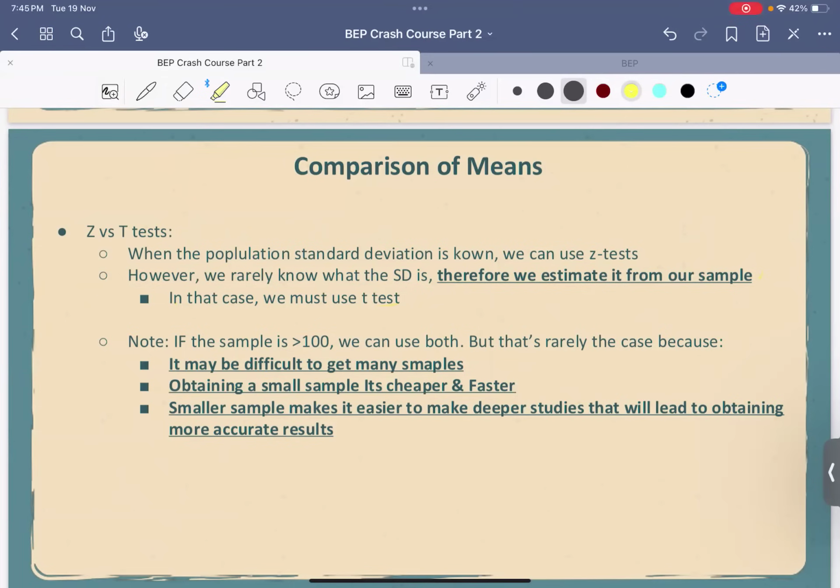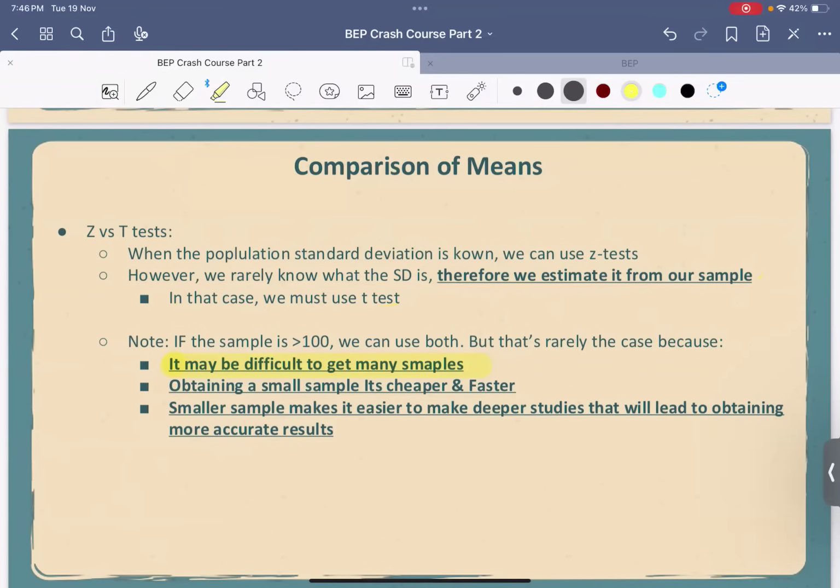First of all, it may be difficult to get this many samples. It may be difficult to get 100 patients with a certain disease. It may be difficult to get more than 100 patients who are even willing to participate in the study. And so a very high sample size is not practical. It's very good statistically, it will be very accurate, but it's not practical in real life.